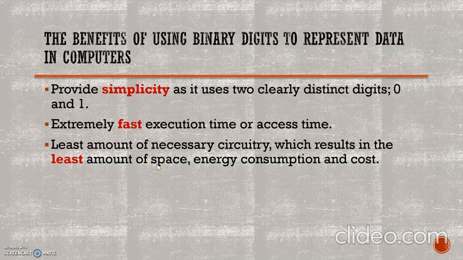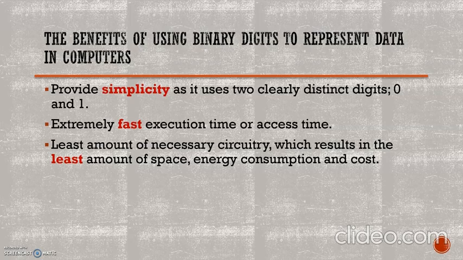Next, there is a little bit about why binary digits and hexadecimal numbers are found when we are talking about data representation in computer. Why sometimes we find binary digits used, and sometimes we see that hexadecimal numbers are also used.